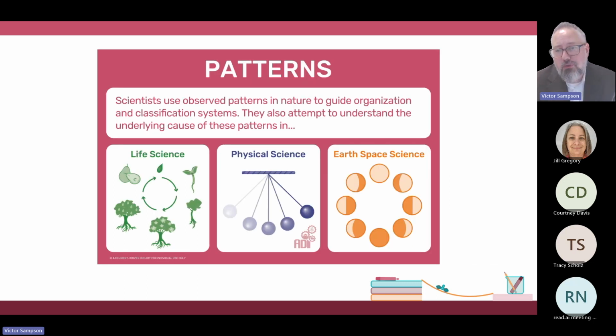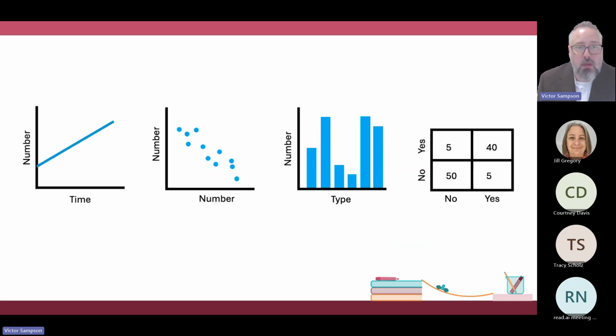And in the new TEKS, we have several different ones that we can see, right? One of the big recurring themes and concepts is patterns. So regardless if you're in life science, physical science, or earth space science, you see scientists observing patterns in nature to guide organization and classification systems. They also generate questions and help people try to figure out the underlying cause of those patterns.